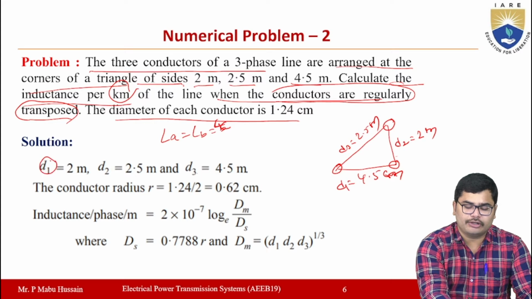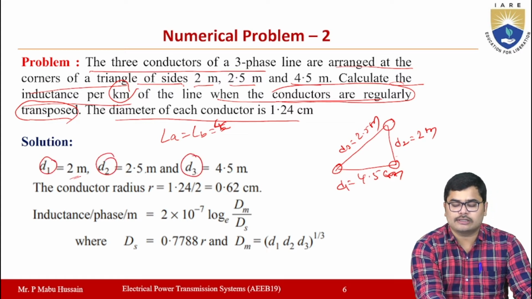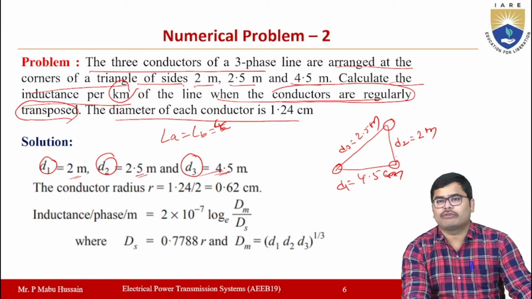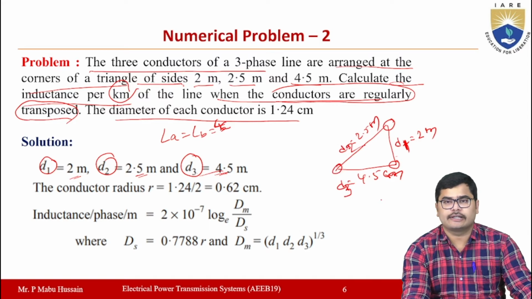So the values of D1, D2 and D3. Right. They are considered to be D1 as 2 meters, D2 is 2.5 meters and D3 is 4.5 meters they are considering, right? So here this is D3 and here this is D1, this is D2, like that they are considering here.